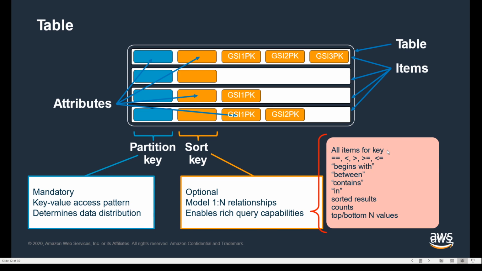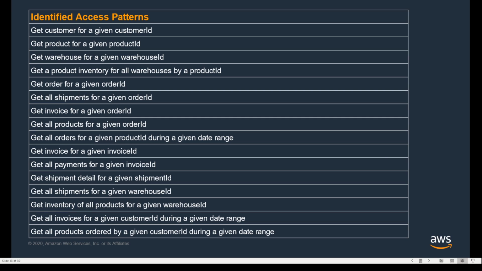All right, so let's see what that looks like from the customer's perspective. We have a set of access patterns that we have defined, and in the entity model that we just looked at, we have customers, products, warehouses, and orders. Orders have payments and invoices. Orders have products that are on the order. Shipments then have products that are in the shipments, and so we've broken this down into these 16 access patterns, and we can look at all of these.